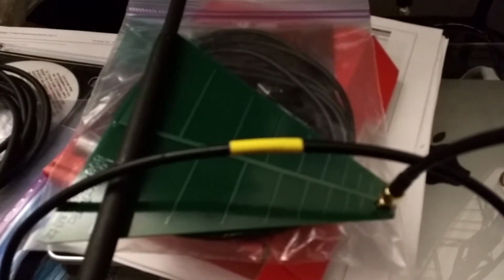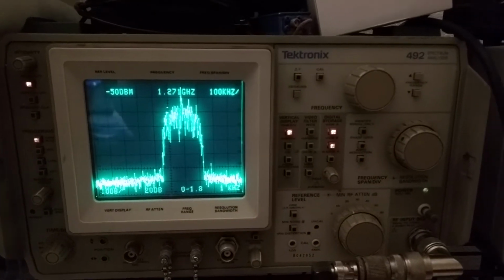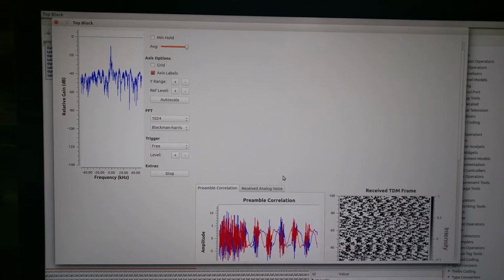GNU Radio, and here is the USB cable. It goes all the way over to this USRP, which is transmitting a signal through this antenna to this antenna, and we are checking it with this spectrum analyzer, and there you go. So we are actually transmitting the TDM signal.